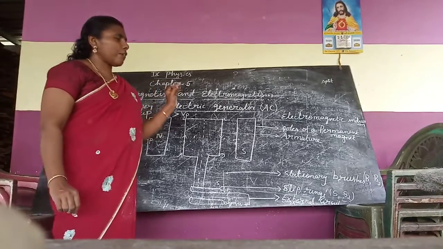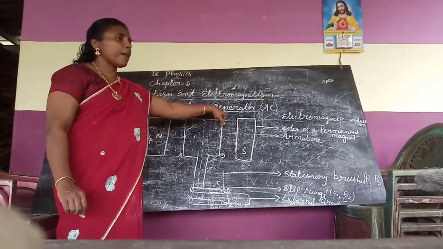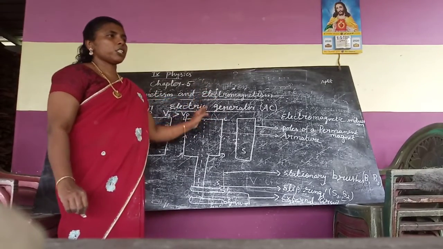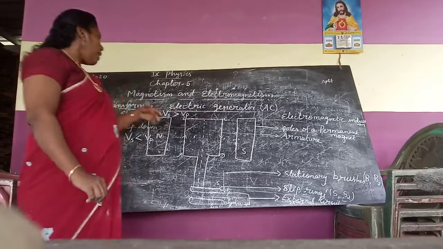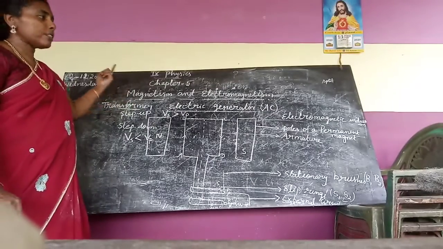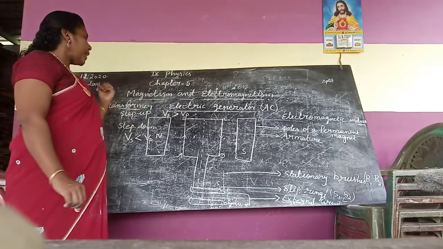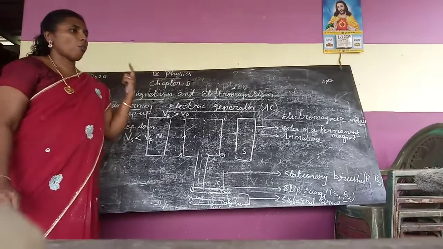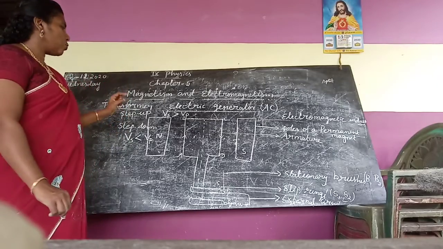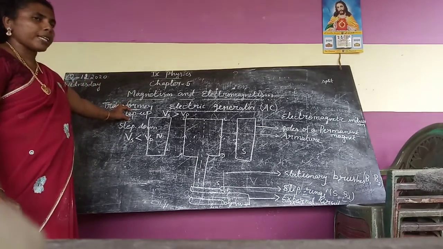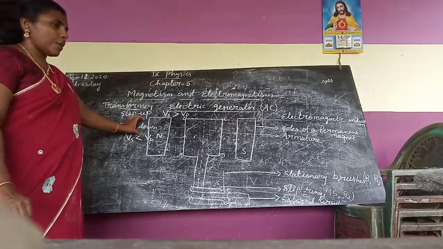So this much we have learned about the electric generator, its diagram, construction and working, and which principle is used in the electric generator. Now we have also learned about the transformer; the same principle is used. Which principle does the transformer use? Electromagnetic induction. But there are two types of transformer. What are they? Step up transformer and step down transformer.